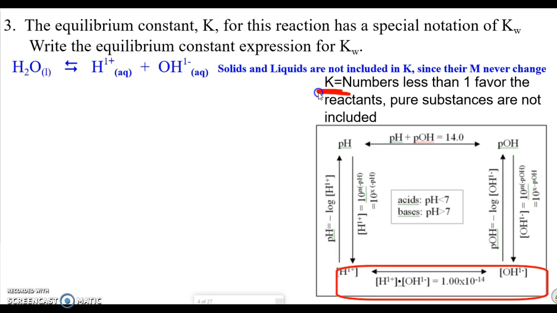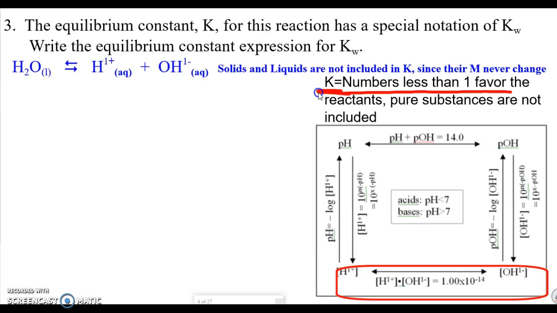It says numbers that are less than 1 favor the reactants. So if you have a K value that's smaller than 1, that means the arrow is going back towards the reactants, and only a little bit of the product is made. Our weak acids and our weak bases would have K values that are very small, and our strong acids and bases would have K values that are very large, greater than 1.